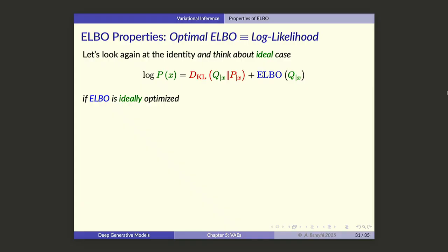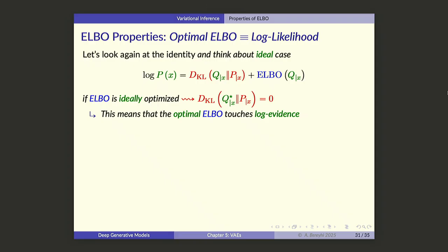Clear? So if ELBO is ideally maximized, then the KL divergence is 0 at that optimal point. This means that when I have the optimal ELBO, it is exactly the log of the evidence, the log likelihood. So it's not a simple lower bound which is smaller. When you maximize it, it's really going to touch the log of evidence. So this is a kind of tight lower bound, and this is a very good property.